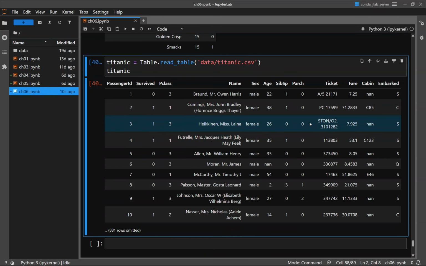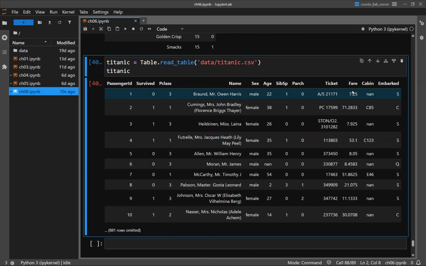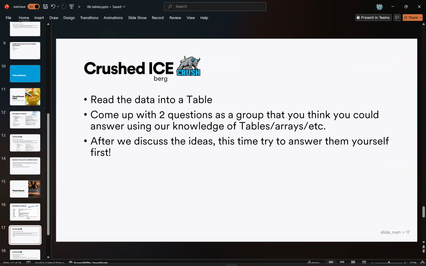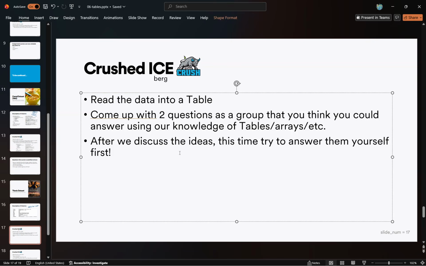Hopefully it's not too horrible to understand the different columns, right? But my question for you is, let's explore. So go look at that data. Try to answer some questions of your own, but also, first of all, read it into a table. Maybe instead of coming up with 2 questions of your own, I've got some questions too. So try it. Come up with 2 questions as a group that you think you could answer about the Titanic passengers, and we'll take a look together.